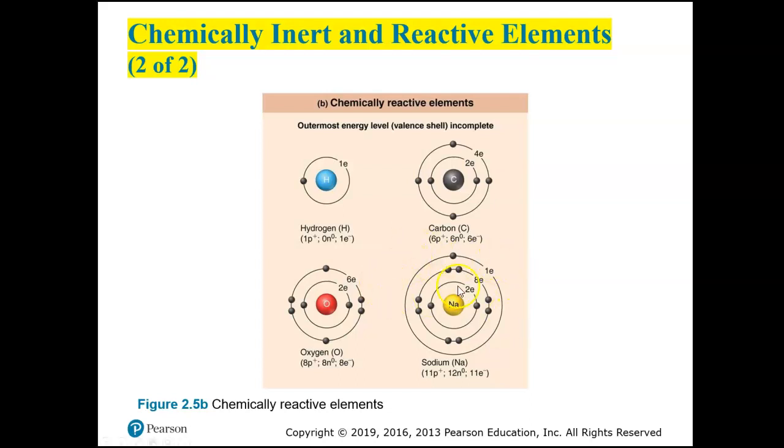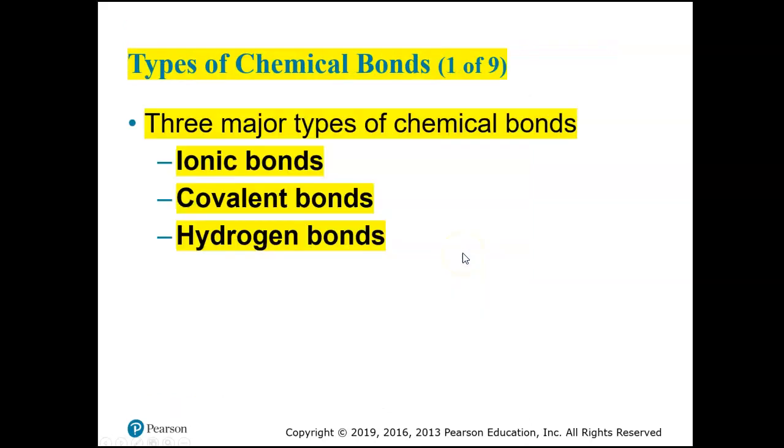But it would be a lot easier if it just lost this 1, because if it lost this 1, then it no longer has a third energy level, and the second energy level is already filled. So sometimes an atom is going to lose electrons because that's easier than gaining. Losing a few is easier than gaining a lot. So sodium, to be stable, would lose this 1 electron.